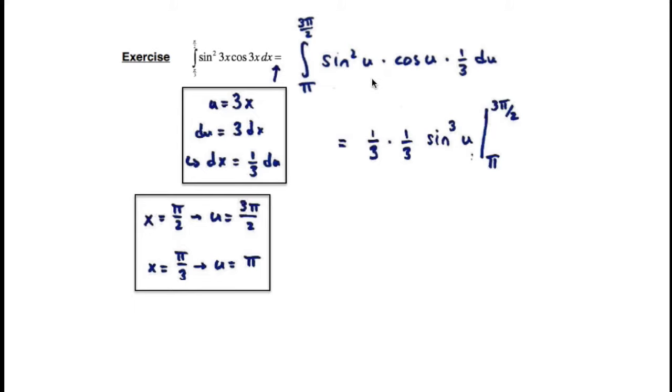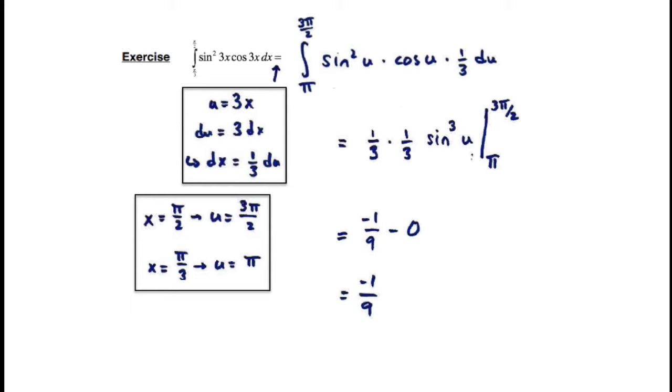Here it's easier to recognize that cosine u is the derivative of sine u, or of a power of sine u. It's going to be the inside derivative, and the answer is 1 over 9 sine cubed u. I can substitute u equals 3 pi over 2 and u equals pi to find the answer.